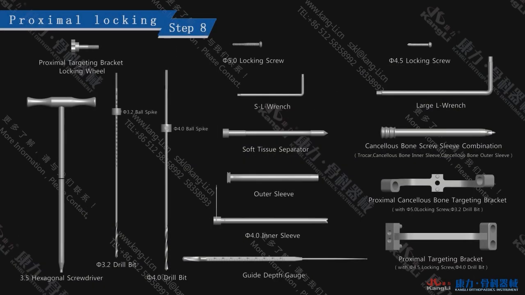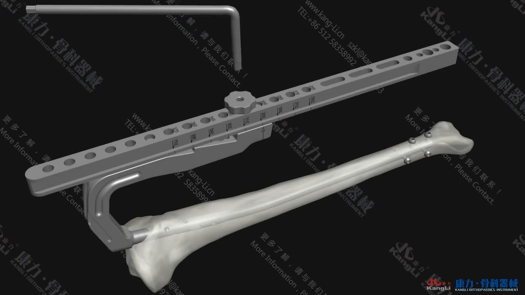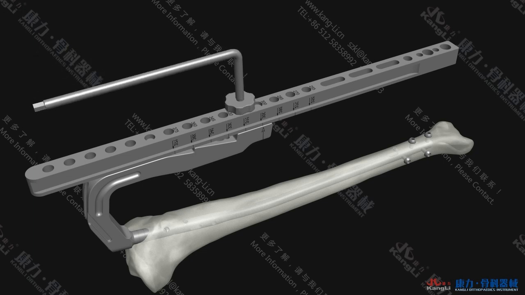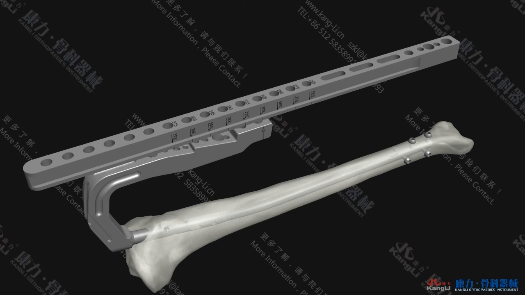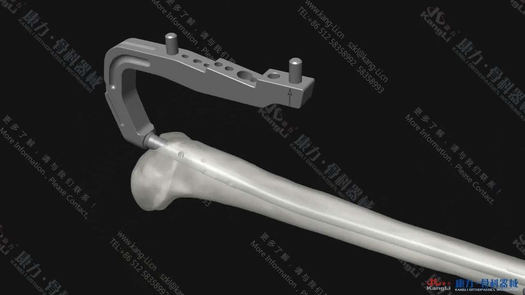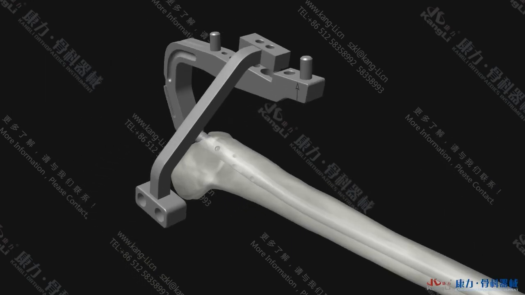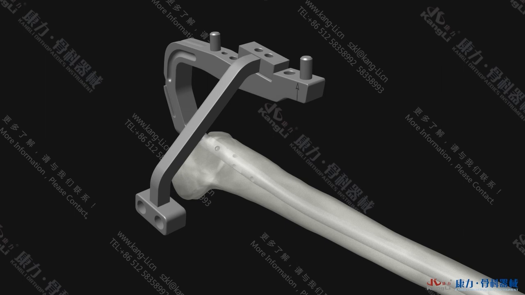Step 8. Proximal locking. Remove the guide bar. Insert the proximal targeting bracket on the holder. Fix it with the proximal targeting bracket locking wheel, and then screw with the large L wrench. Insert the outer sleeve and soft tissue separator into the locking hole of the proximal targeting bracket.